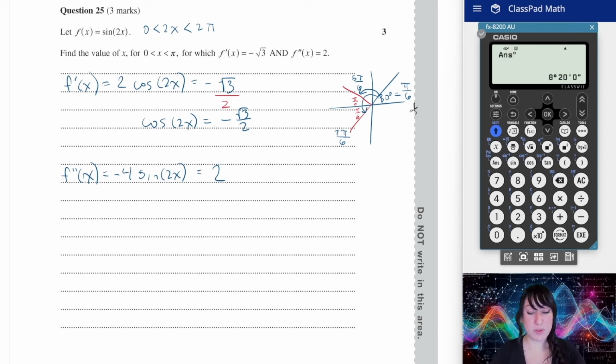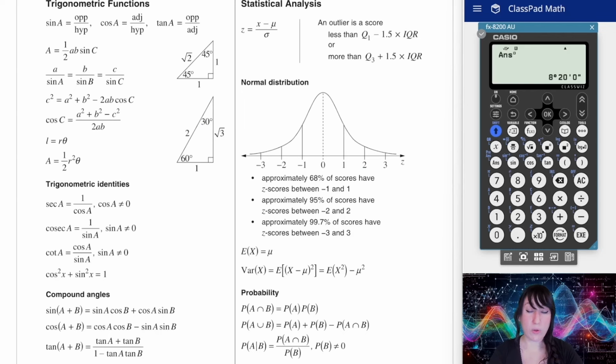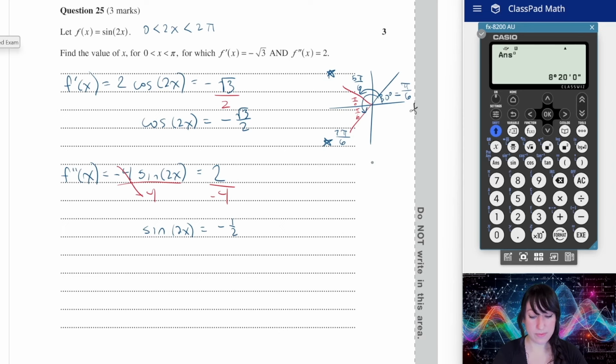And for the value that coincides with one of the two angles we have already found, 5 pi over 6 or 7 pi over 6. Now let's solve for sine by dividing by negative 4. So we're looking for when sine 2x equals negative 1/2. Looking back at our triangles, we can see that sine will equal 1/2, again, at 30 degrees. So our reference angle, once again, is 30 degrees or pi over 6. However, we're looking for when sine is negative. Now sine is negative in quadrants 3 and 4.